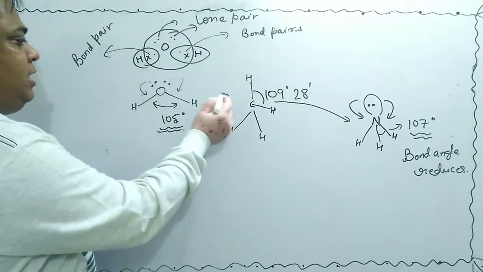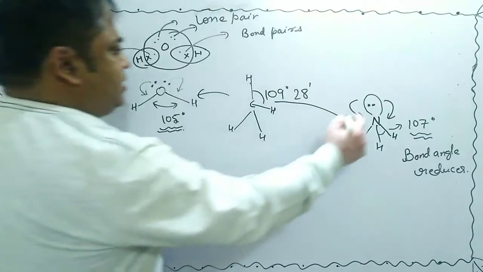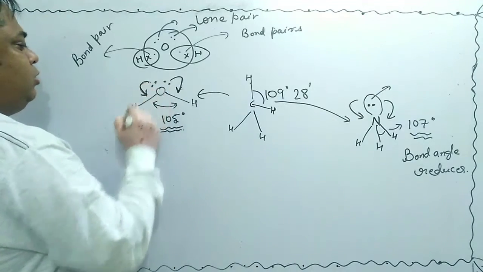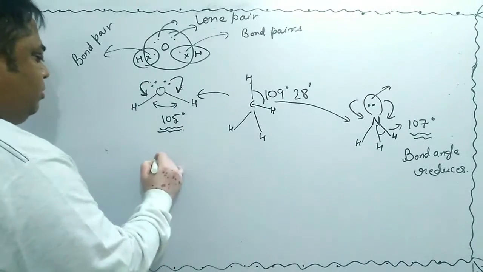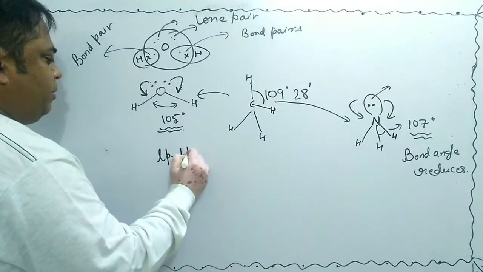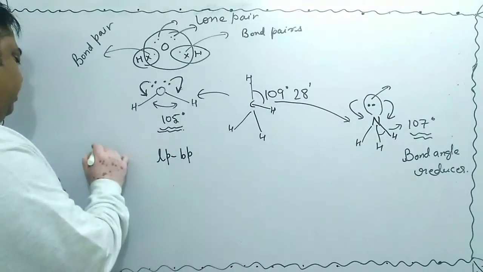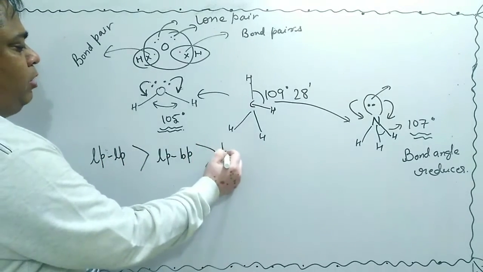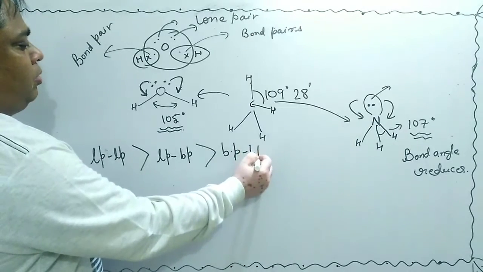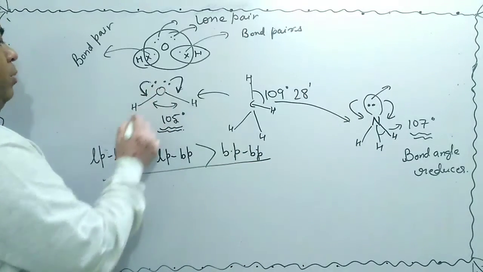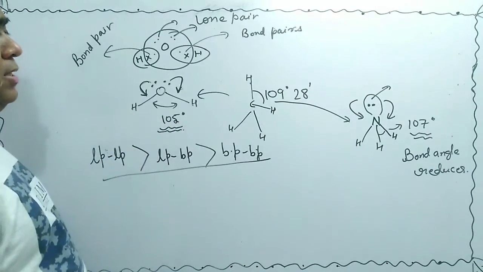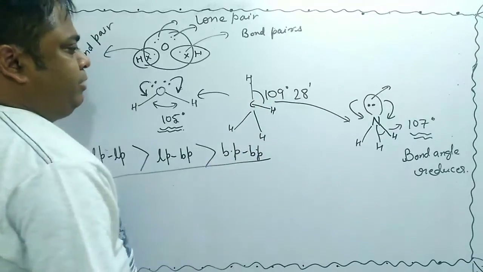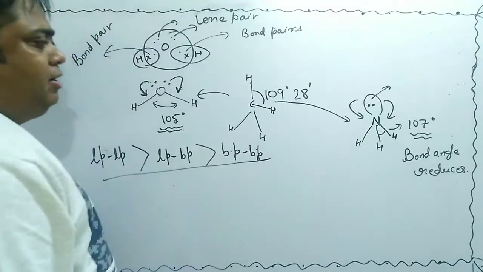So you will see that as the number of lone pairs increases, the bond angle is reducing due to lone pair bond pair repulsion. We know that lone pair lone pair repulsion is maximum. This we have studied in VSEPR theory. And then lone pair bond pair, and then after that bond pair bond pair. So due to the lone pair repulsion, the bond angle of H2O is 105 degree. Bond angle of CH4 is 109 degree 28 minutes, and bond angle of ammonia is 107 degree.